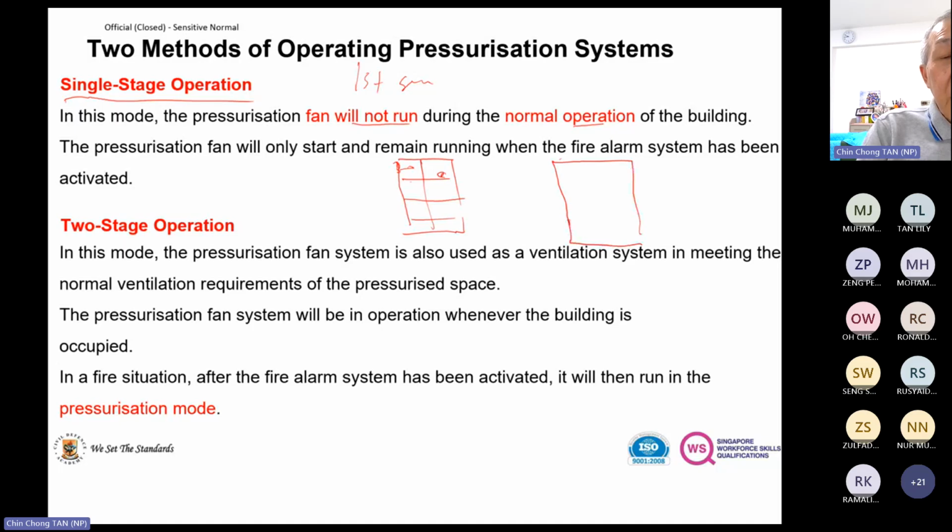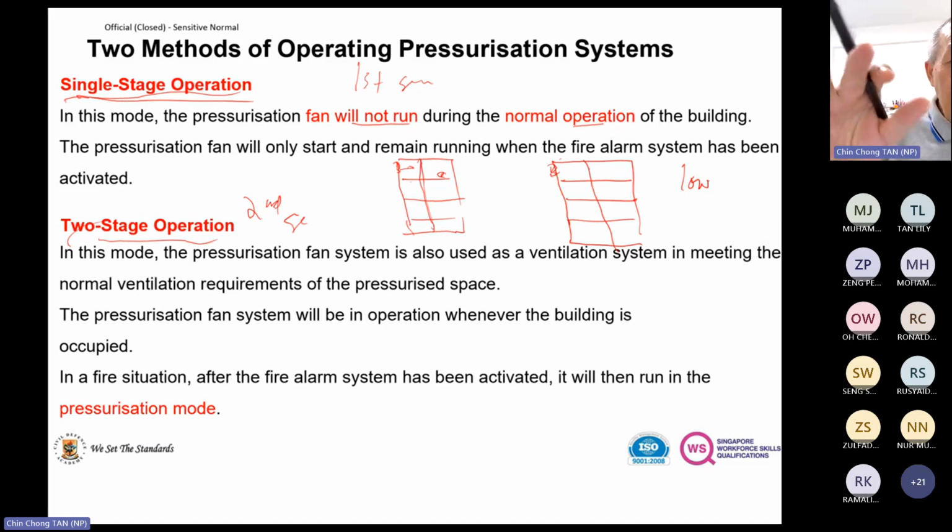Secondly, if you have been to certain staircases, especially those in basements, the air can be so stagnant. You go in, very suffocating. You feel like dying. Literally true. So the first generation gave way to the second generation. The second generation is a two stage, meaning we have a fan there, but this fan is running at low speed. No fire, it is running at low speed.